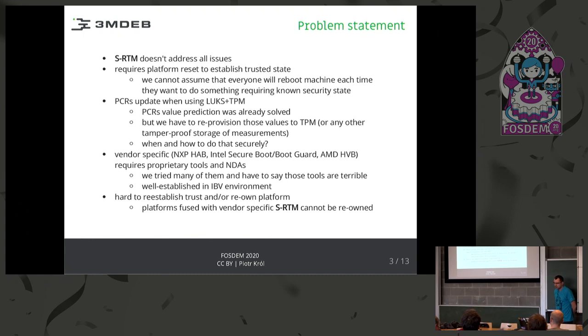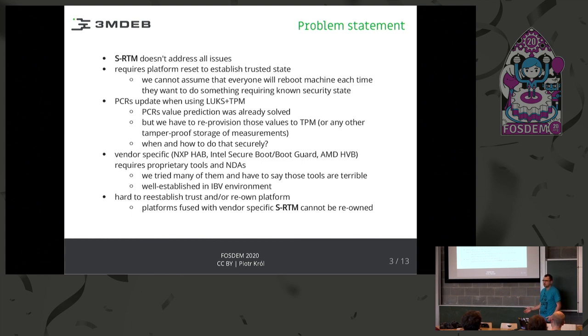So just to quickly start, what's the problem? I assume everyone knows what static root of trust for measurement is and what dynamic root of trust for measurement is. But just to tell what's the problem with static root of trust and why we need dynamic root of trust. First of all, with static root of trust, to establish trust state on the platform, we need to boot the platform. So when the platform's been running quite a time, we cannot say what really the state of trust for this platform is, and to re-establish it, we should just reboot.